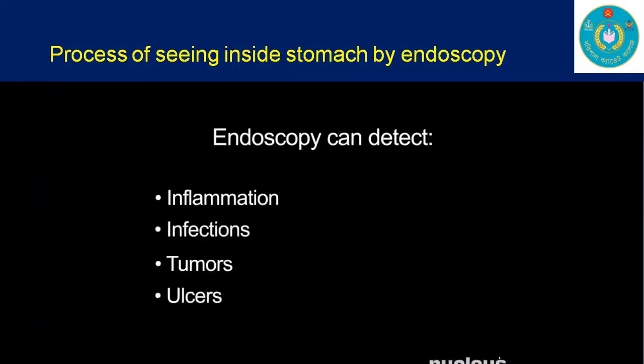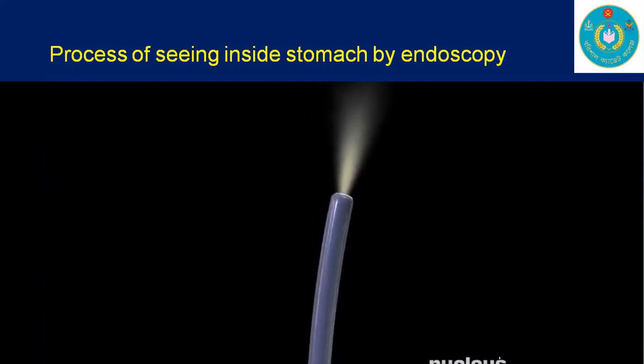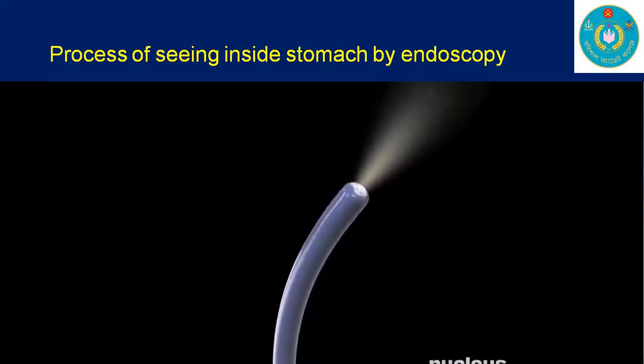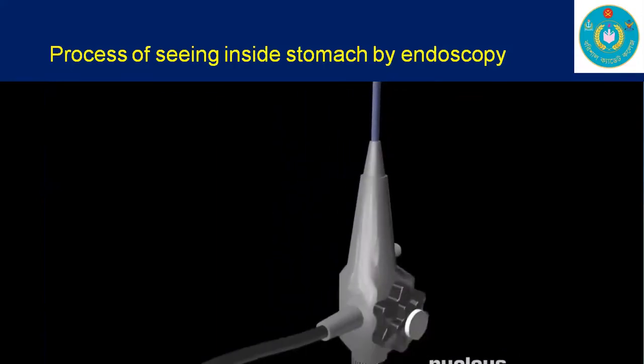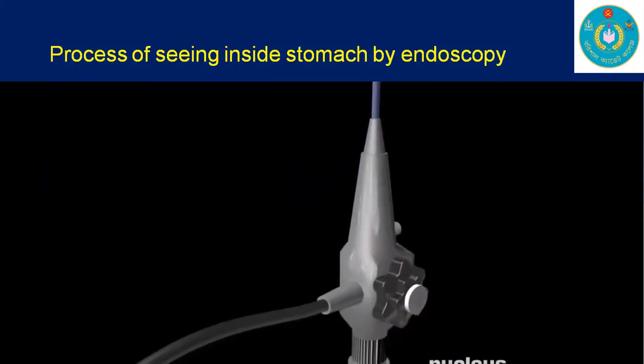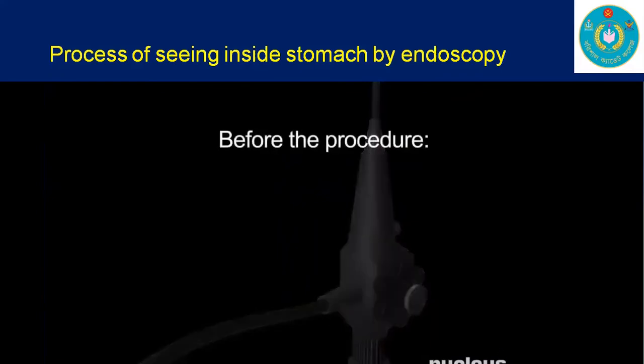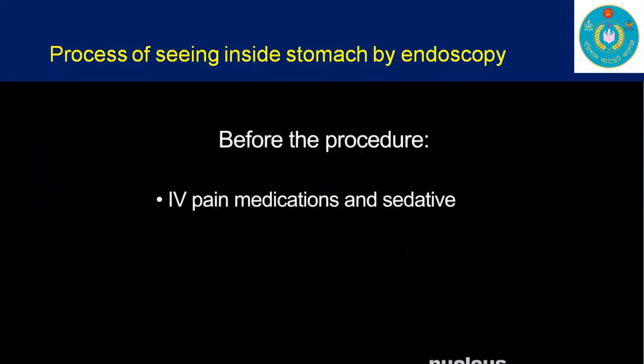Endoscopy can detect inflammation, infection, tumor, and ulcers. The process of seeing any internal organ or cavity directly from outside is called endoscopy. An endoscopy machine can be used to investigate the interior of a hollow organ within the body.